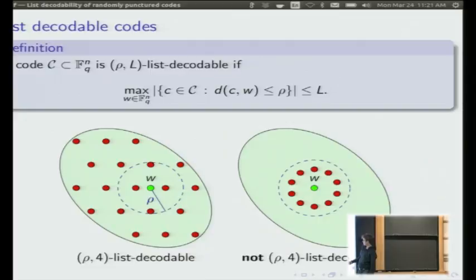So just here's the picture. This code here is rho, 4 list decodable, because wherever I put this green dot W, there's at most 4 code words that live in that ball, whereas this code is not very list decodable. If I put W right in the center, there are lots of code words contained in a ball. Okay. So we want something more like this.